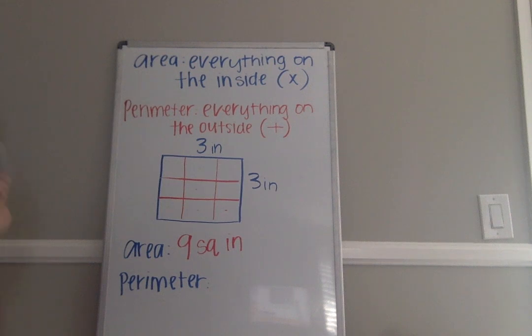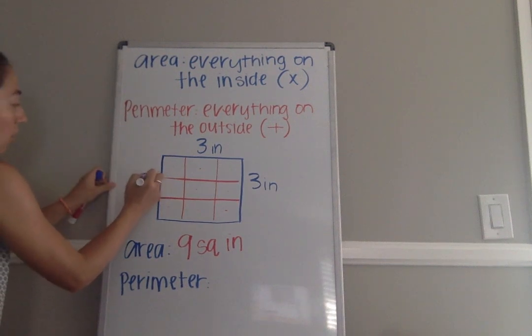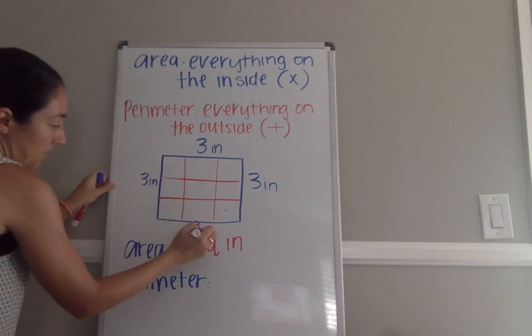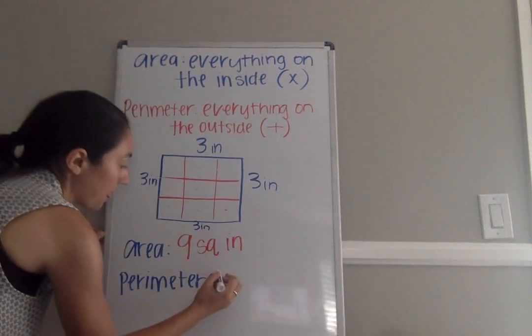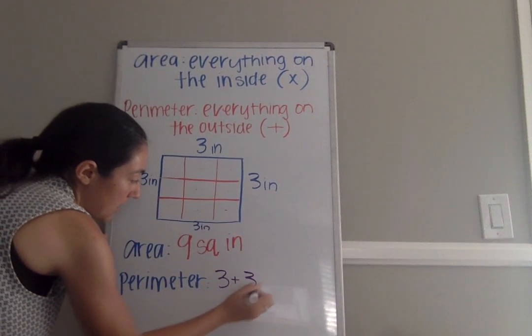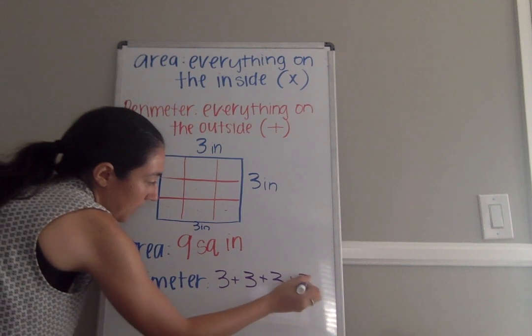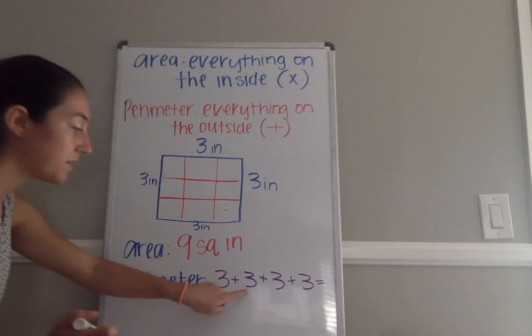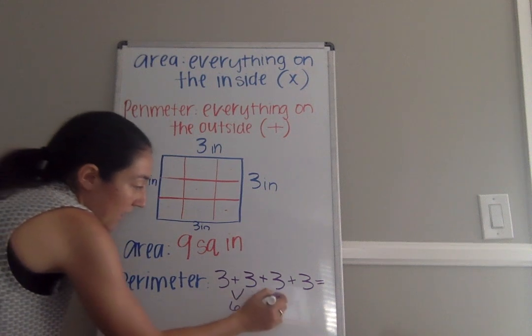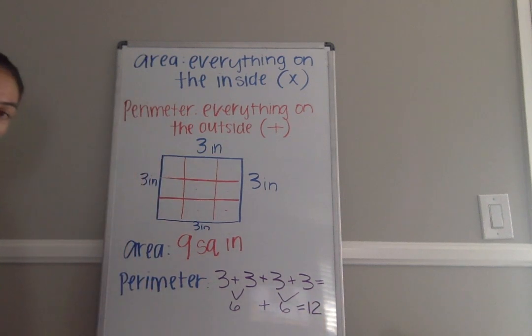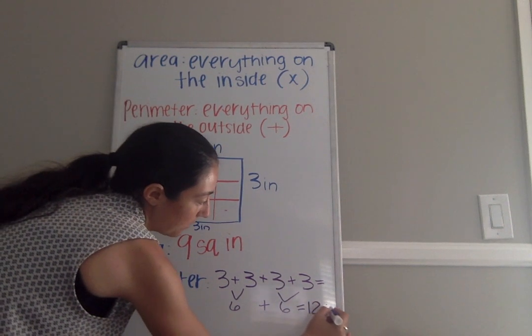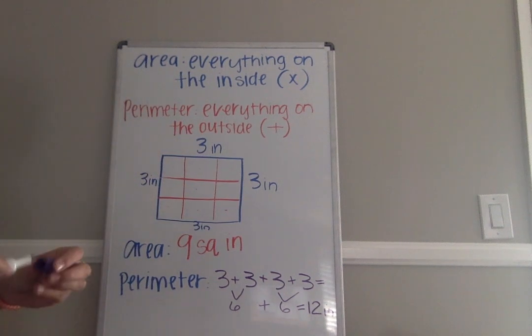Perimeter, though, we really need to get in a habit of labeling all sides so that we do not forget to add any. So now we need to take 3 plus 3 plus 3 plus 3. So I'm going to write that down in a different color. So 3 plus 3 plus 3 plus 3. So we know that 3 plus 3 is 6, and then again, 3 plus 3 is 6. 6 plus 6 is 12. But I'm not done yet because you do need to label. So it's going to be 12 inches.